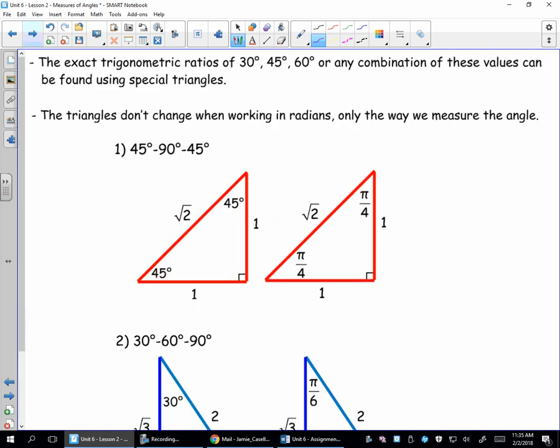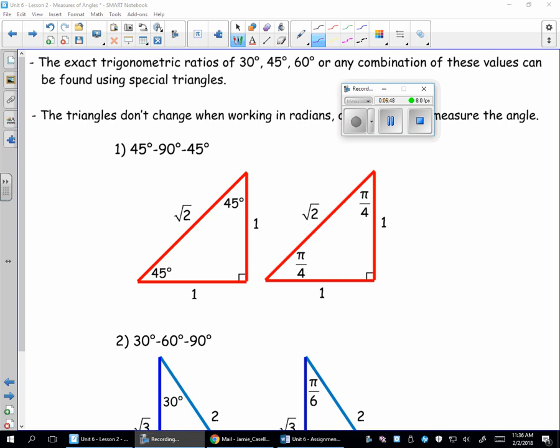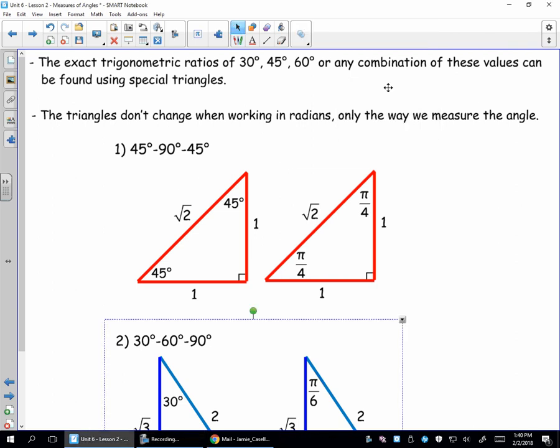Okay, let's take a look at some special triangles. So in our previous course, we examined how we could find the exact measures, ratios, of angles without using our calculator. For example, sine 60, cos 120, things like that. Well, we want to apply those same ideas, but in radians. So we've got to take our special triangles, the 30, 45, and 60 ones, and change them.